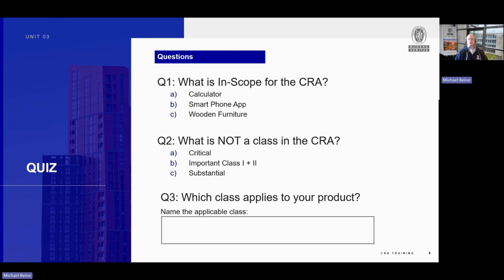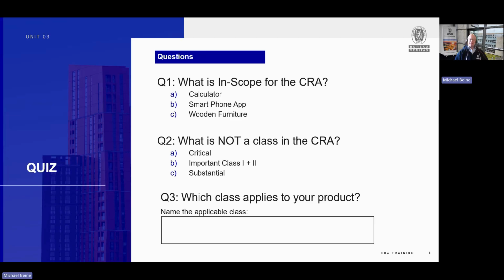Yeah, I think that is quite clear. The calculator is out of scope because it does not have a data interface or data connection to something else. It's just in itself. The smartphone app is software only, but it runs on a device. So yes, it's in scope. And C, wooden furniture, has no digital element if it is only wooden, so it's not in scope.